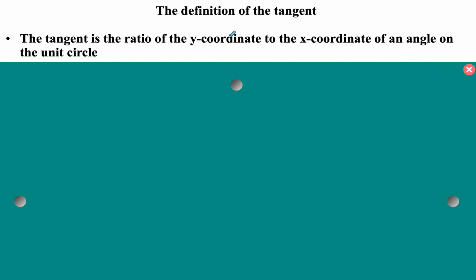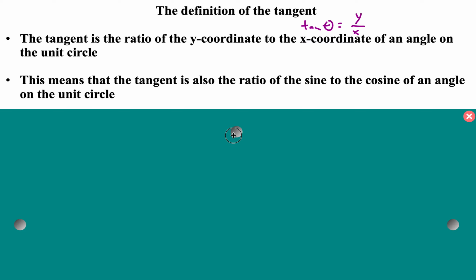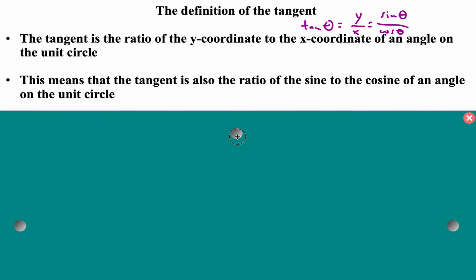When we say ratio of y to x, remember, what comes first goes on top over x. So the tangent of some angle theta would be y over x. Thinking carefully, that means the tangent is also the ratio of the sine to the cosine, because the y is the sine. So the sine of that angle over the cosine of that angle. It's got a double identity.